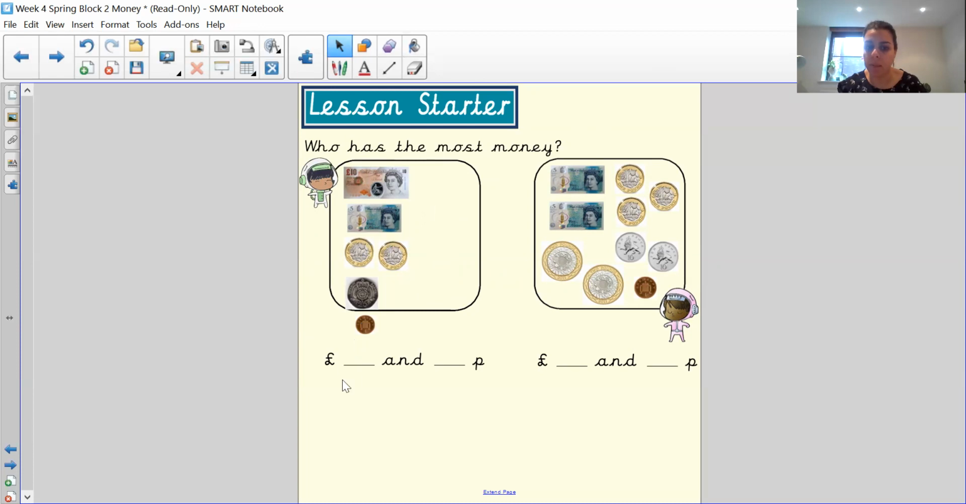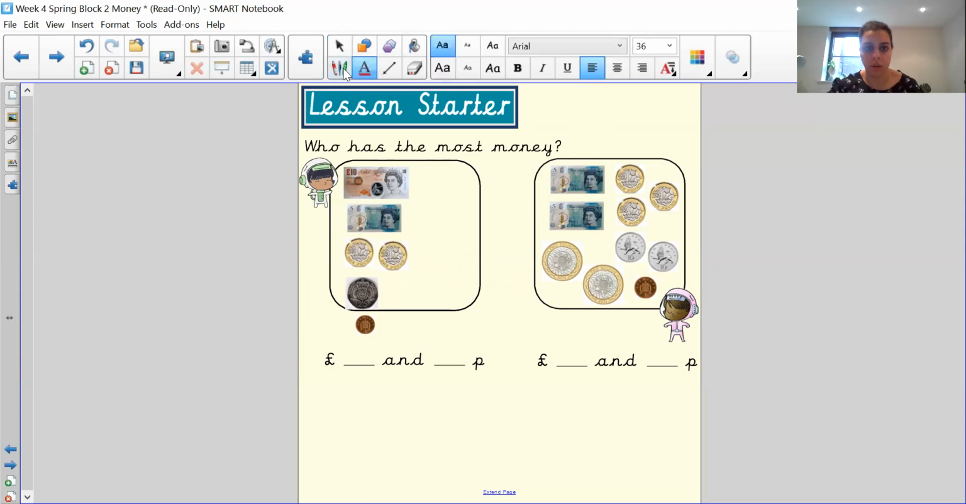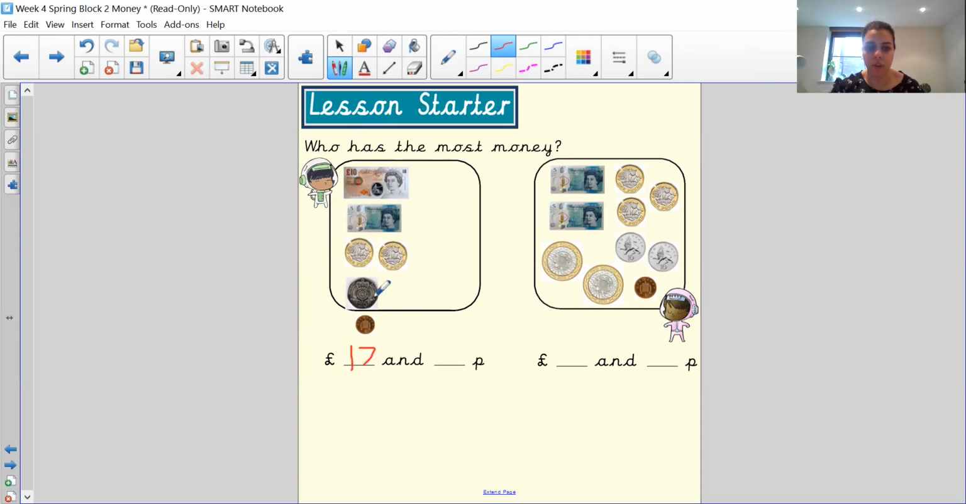So I'm going to start by looking at how many pounds I've got. So I've got £10 and £5, which I know is £15. Add £1, that's £16. Add another pound, that's £17. So I'm going to try and use my pen to draw. So I'm going to go here and I'm going to write £17. Then I need to see how many pence I've got left. So I go back up here and I've got 20 pence and 1 pence. 20 and 1, that's 21p. So I'm going to write 21. £17 and 21 pence.